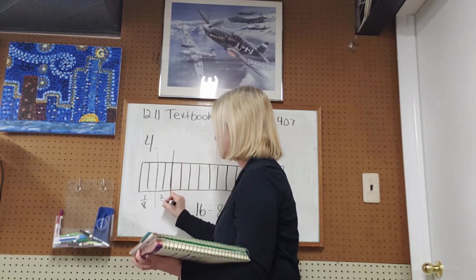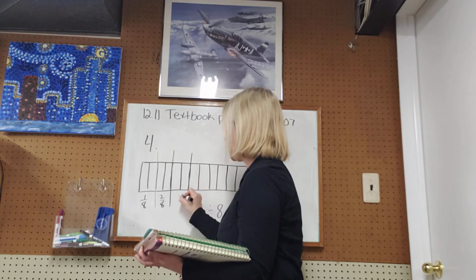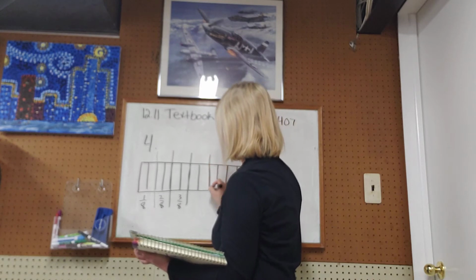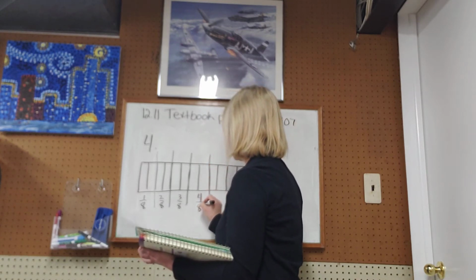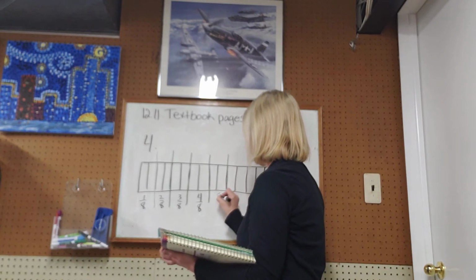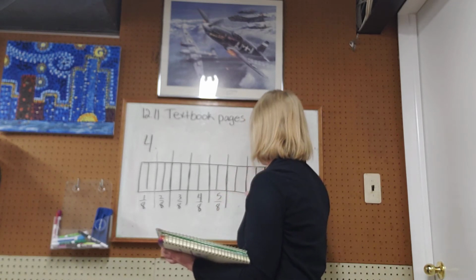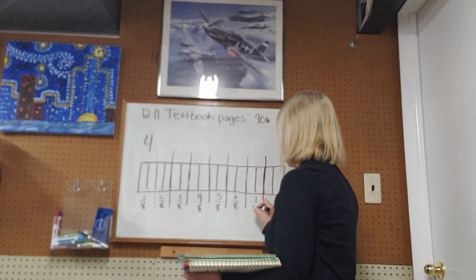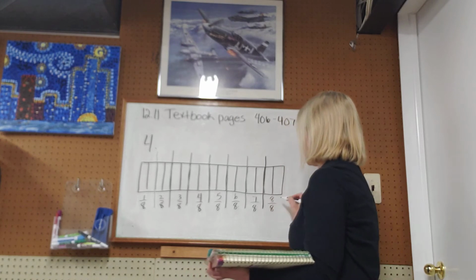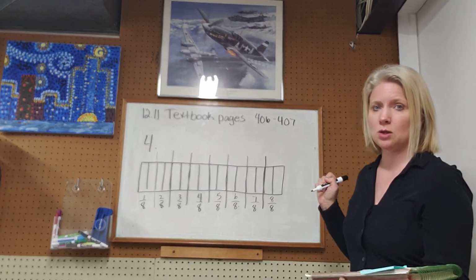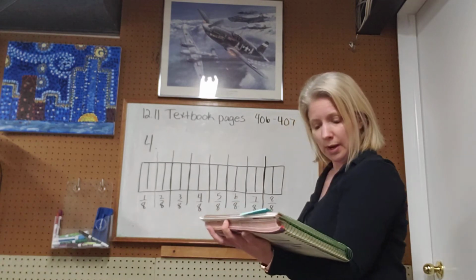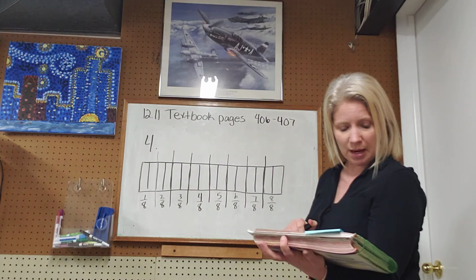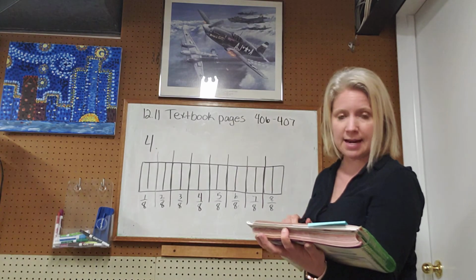This is 2/8. This is 3/8. 4/8. 5/8. 6/8. 7/8, and 8/8. Remember, if the numerator and the denominator are the same, that means it's the whole. So let's go back to the question, and it says, did Mike use more or less than half?